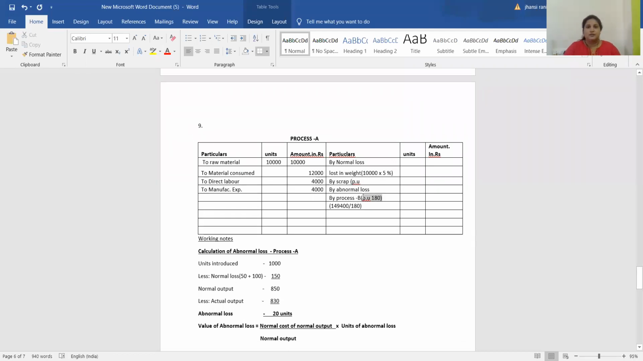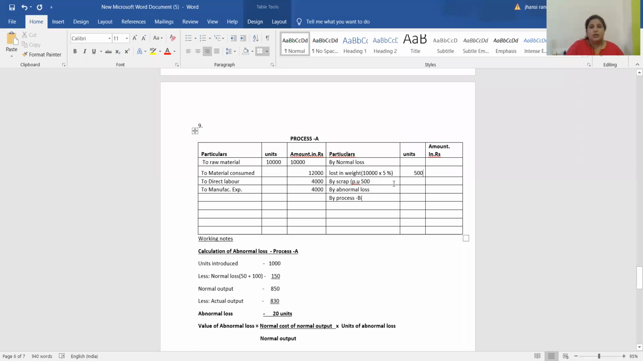10,000 into 5%. So it will be 500. Yes, number of units will be 500, because 10,000 units and the amount will be 10,000 into 5%, it will be 500.